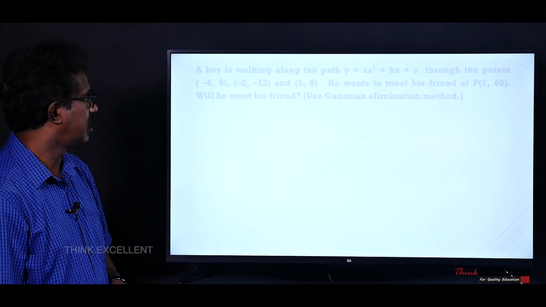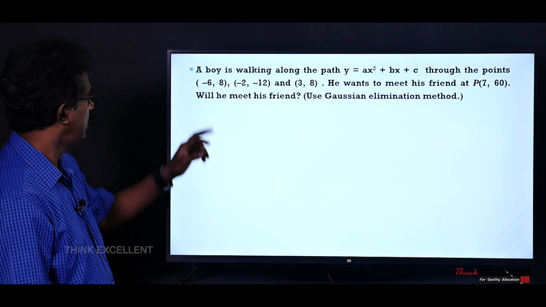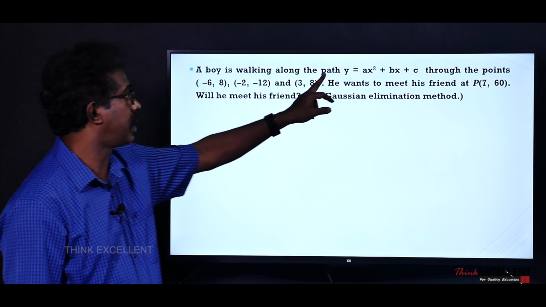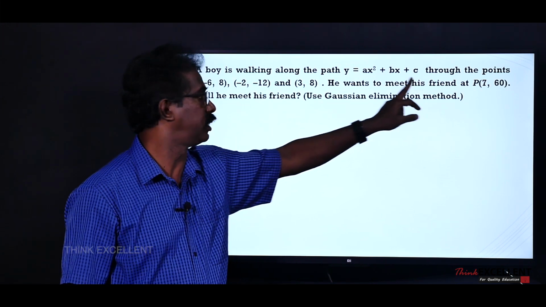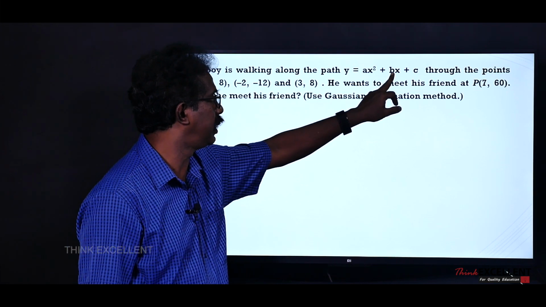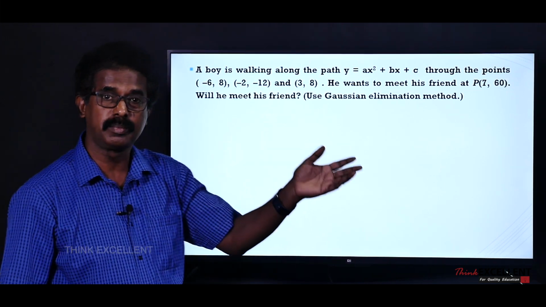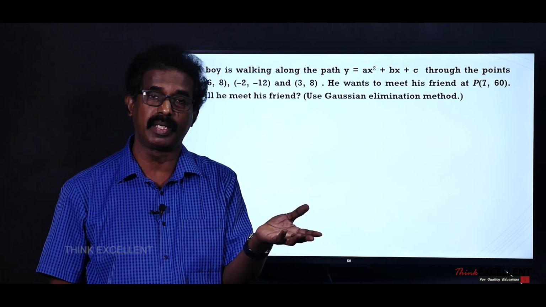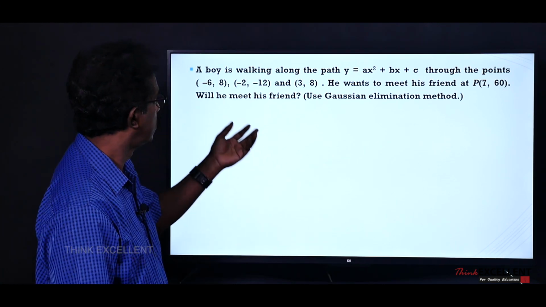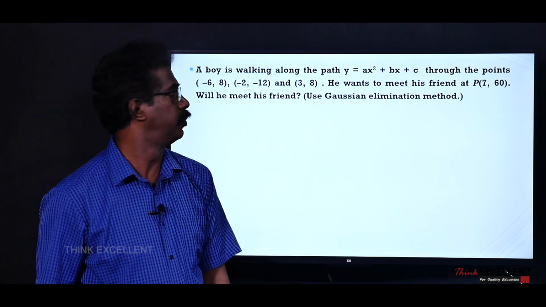Now let us see another question of the same type. A boy is walking along a path. The path is given, y equal to ax square plus bx plus c. Here again it is a statement sum. I am doing a statement sum so that other sums you can do very easily, where the equation is already given. So here, frame the equation, then we do.